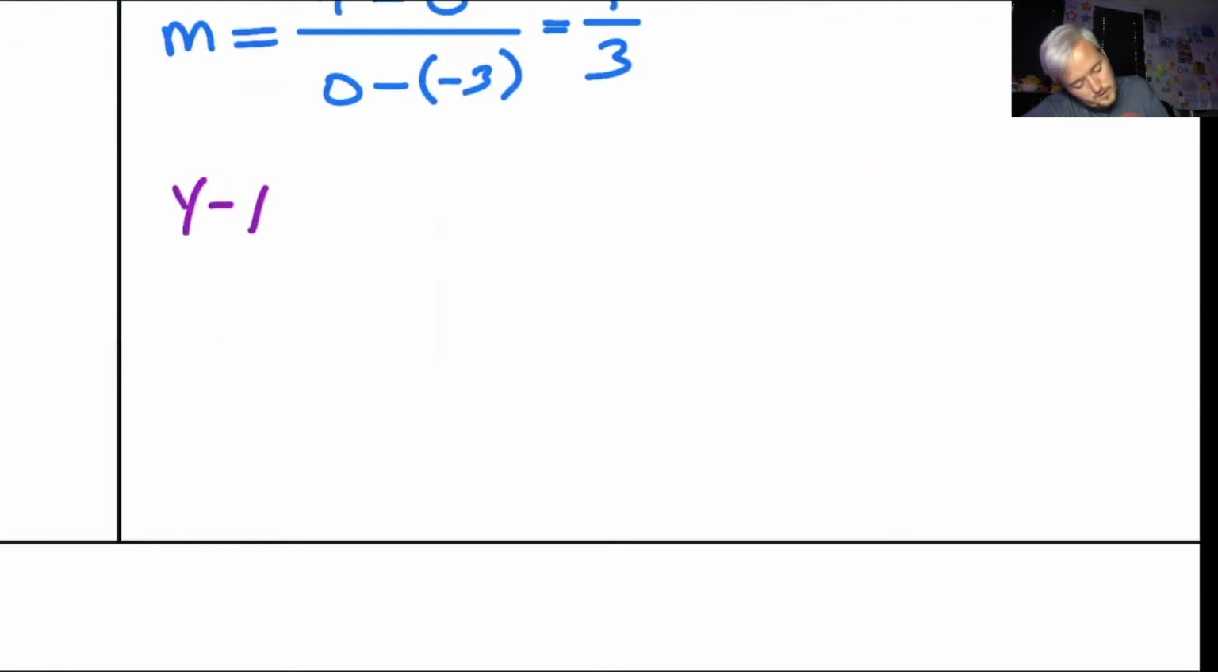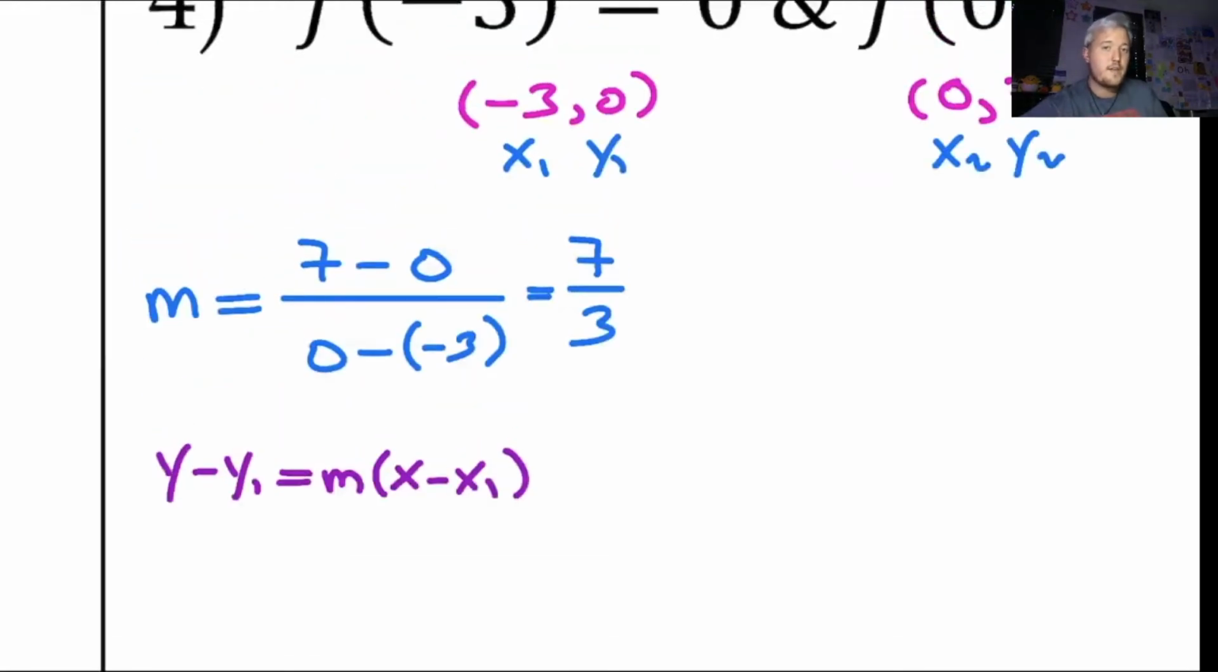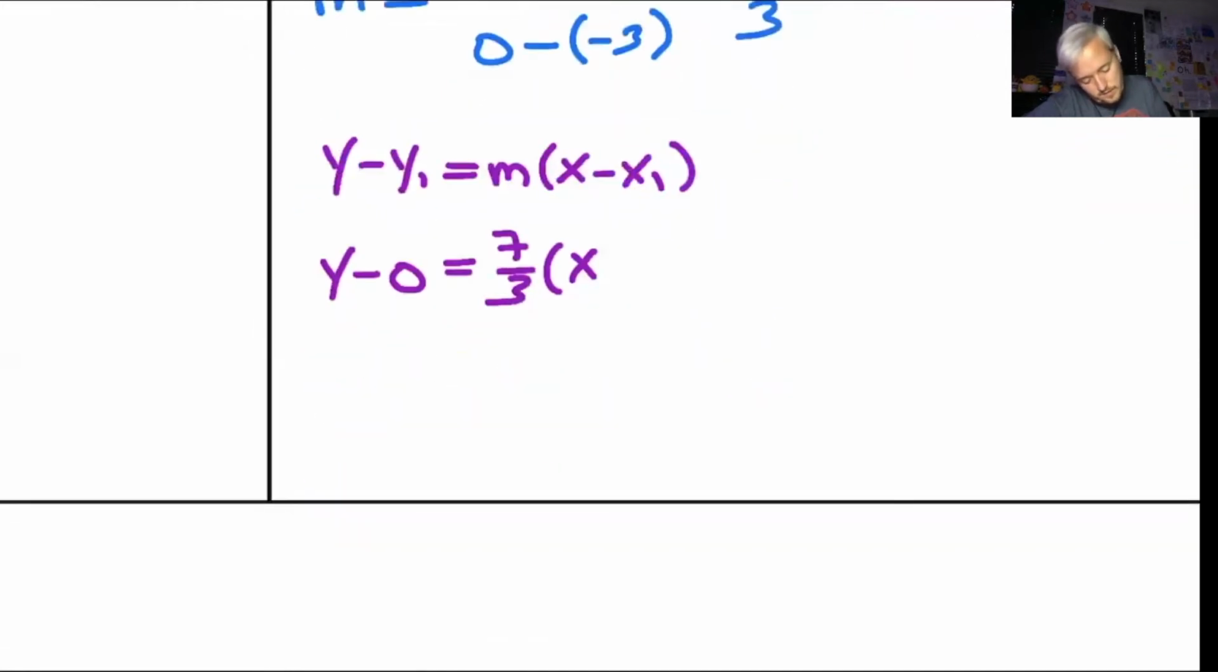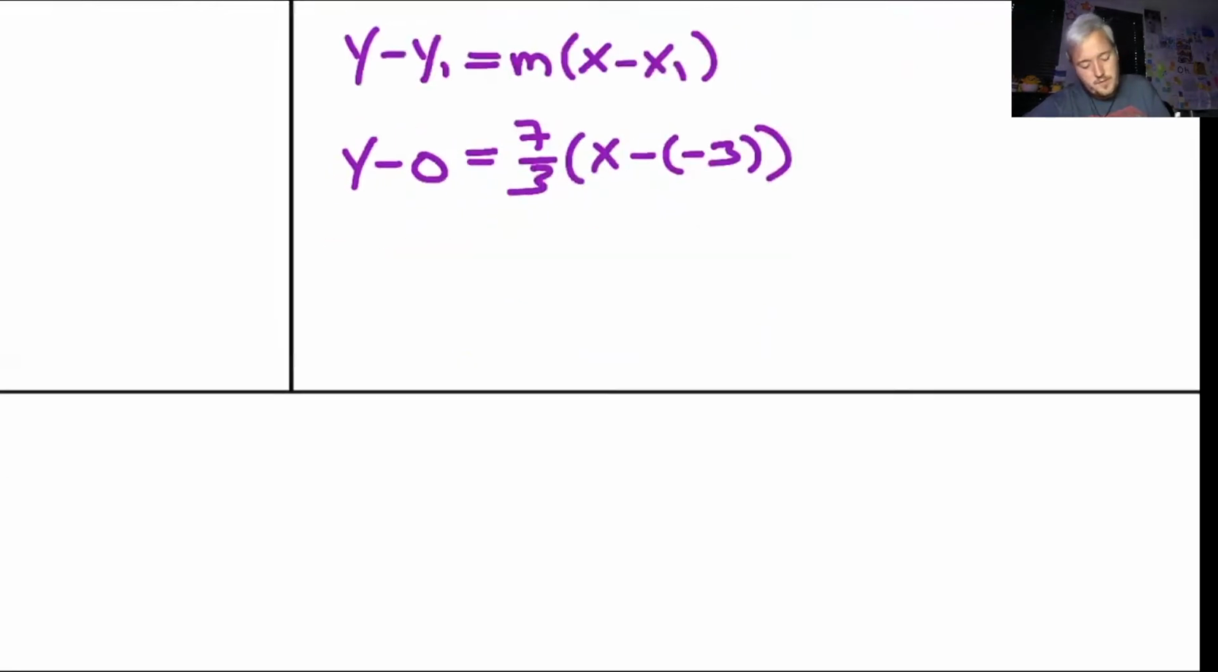So y minus y1 equals m times x minus x1. So if I use negative 3 comma 0, that means I'm going to have y minus 0 equals 7/3 parentheses x minus negative 3. All right, so I'm going to simplify. So y minus 0 equals 7/3 x plus 3.